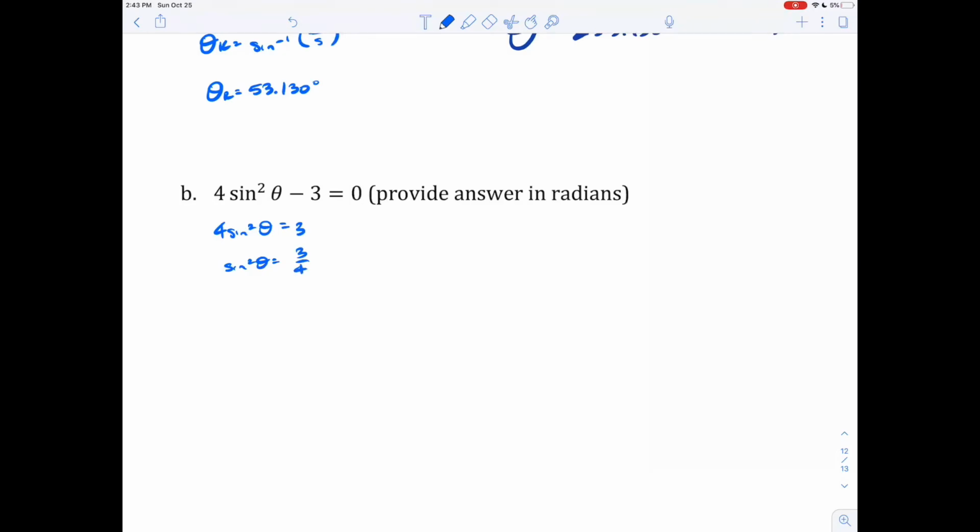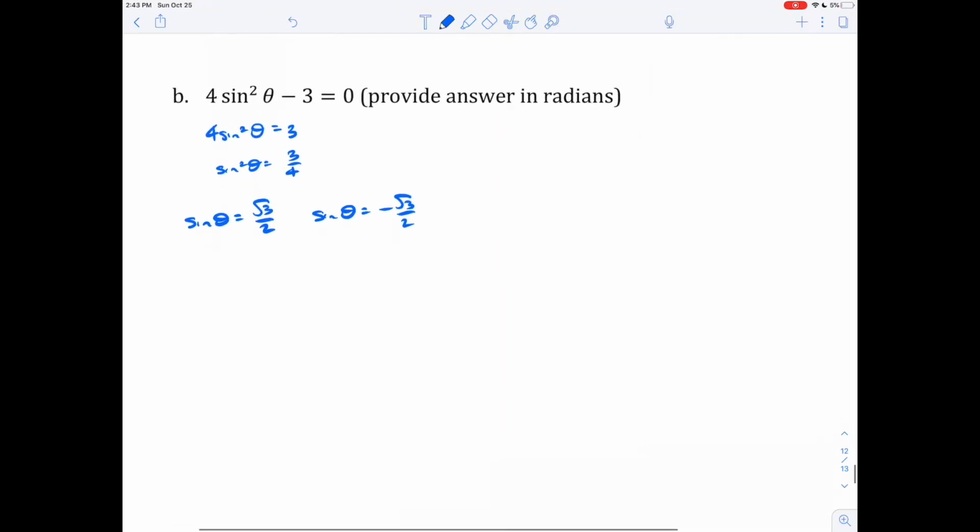We got two options here, so do be careful. Sine theta could be root 3 over 2. That's true. But we could also say that sine theta is negative root 3 over 2. So do be careful whenever you're taking the square root of something, that you're not just saying it has to be the positive square root, that you do have options.